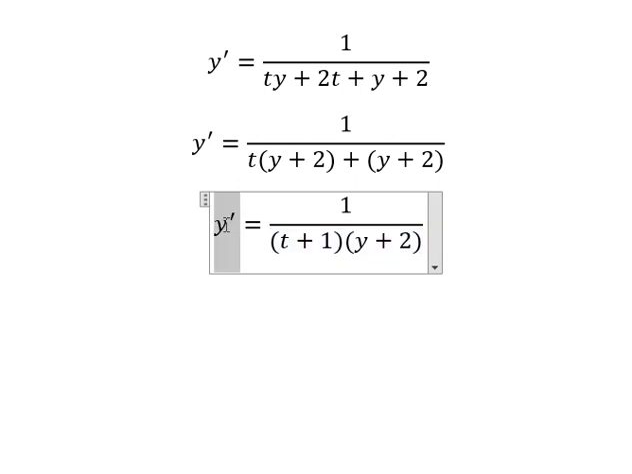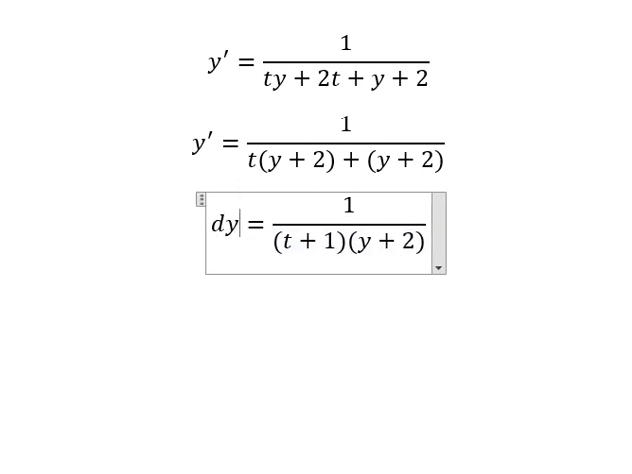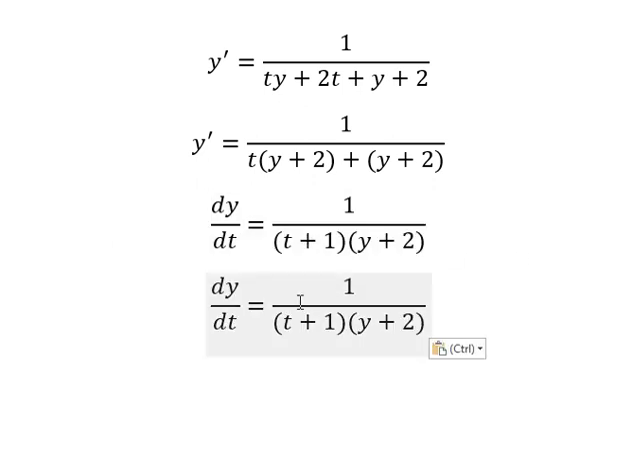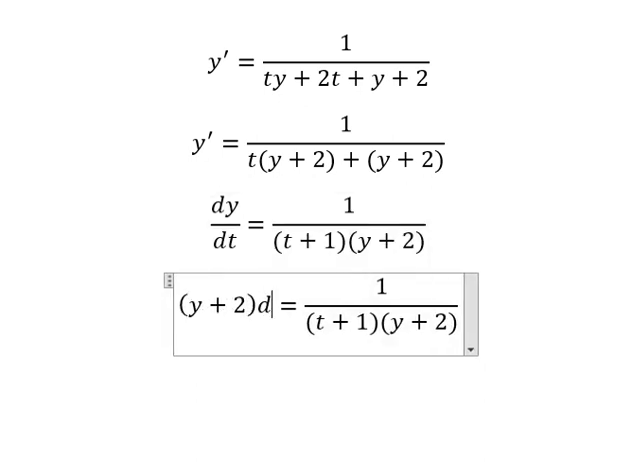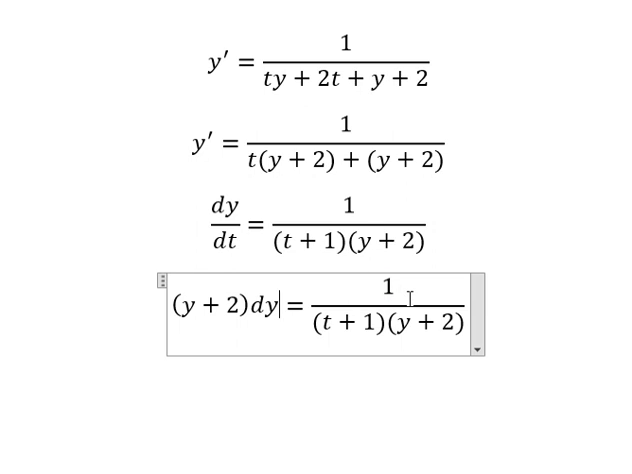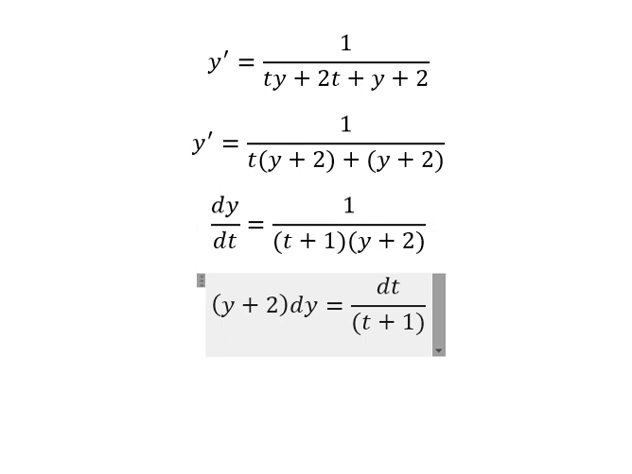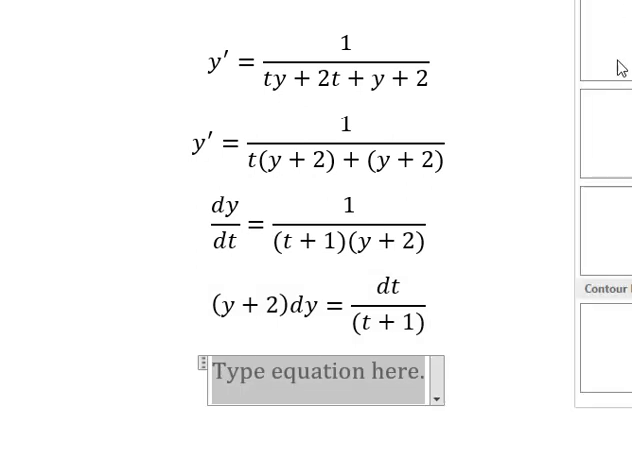This one we change by dy over dt. So dt I will put on the right, y plus 2 I will put on the left. Next, we put the integration for both sides.